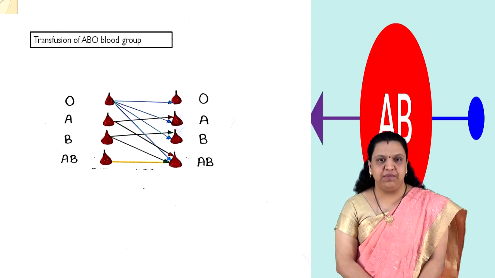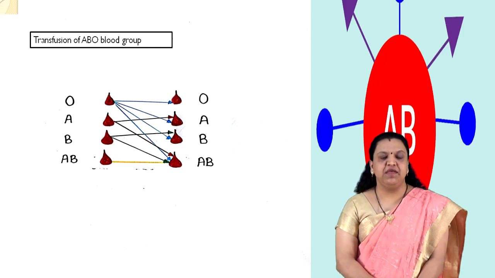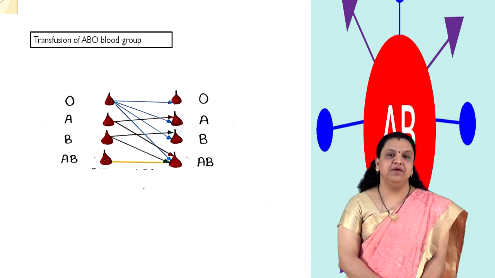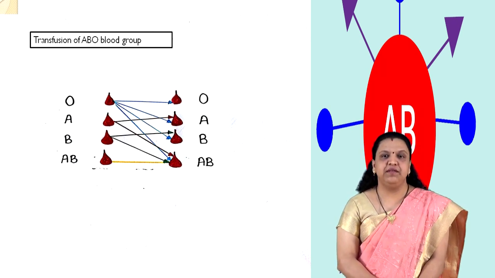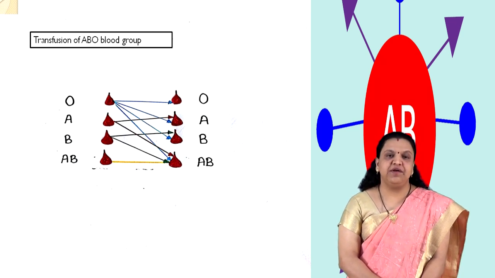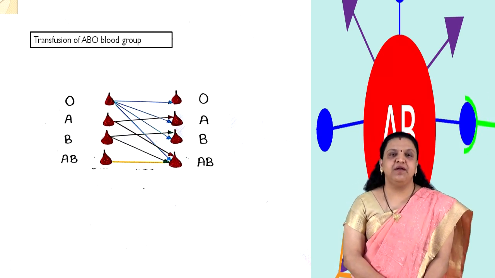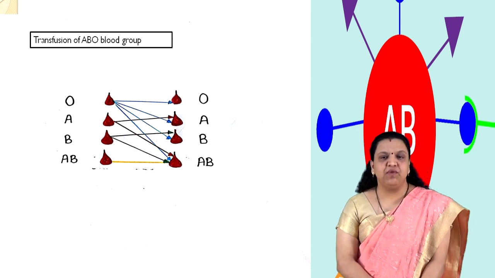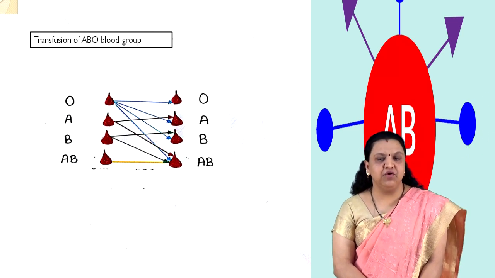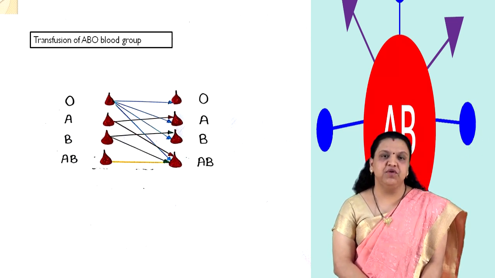A or AB. If a person has blood group B, they can donate blood to B as well as AB persons. On the other hand, a person with the AB blood group can donate blood only to AB. So here we can say that O is the universal donor, and AB is the universal recipient of blood from various people.